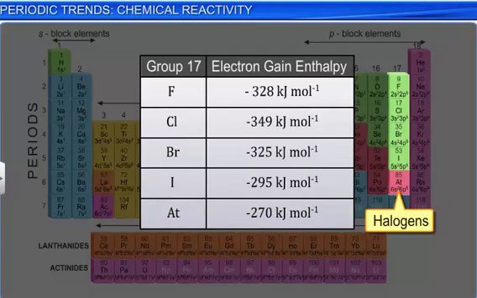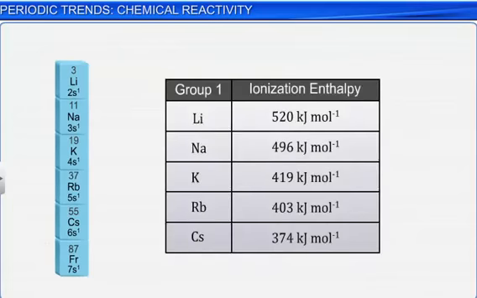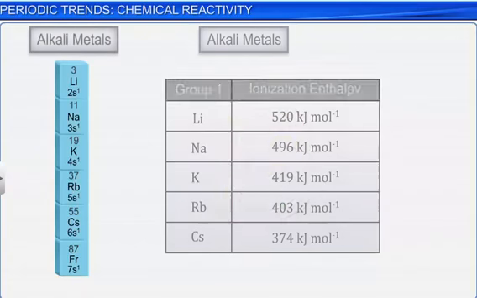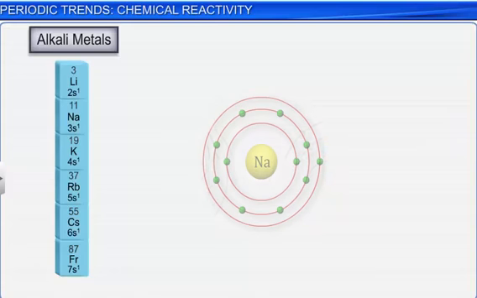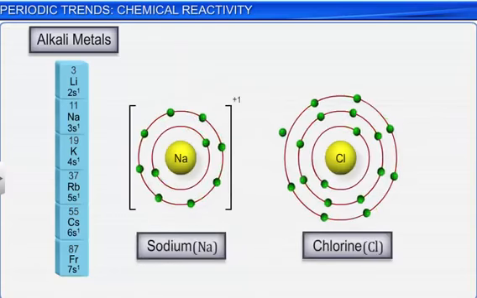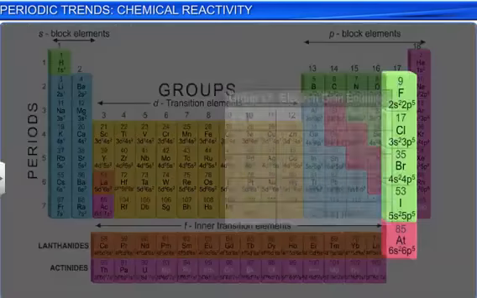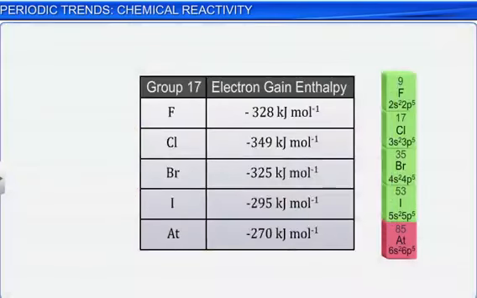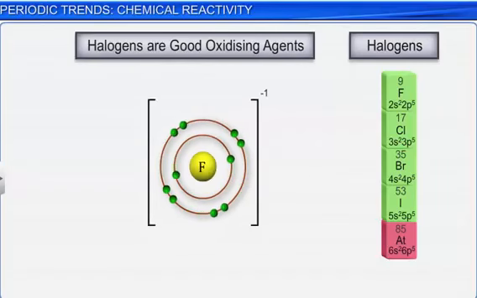Low ionization enthalpy, as in the case of alkali metals, means that the elements are willing to give away their most loosely bound electrons. In other words, alkali metals are good reducing agents and are highly reactive in nature. The most negative electron gain enthalpy being attributed to halogens indicates that halogens behave as good oxidizing agents and exhibit high chemical reactivity.